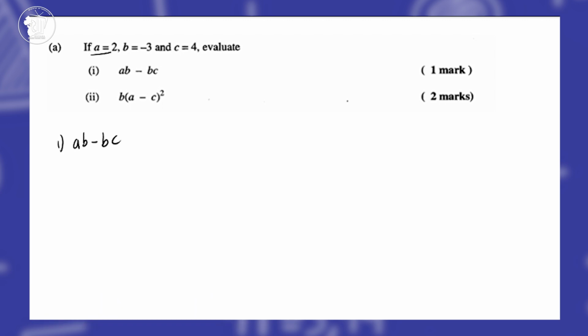So I see A would be 2, so this would be 2. I have B, I will put negative 3, so this is 2 multiplied by negative 3. Subtract B, which is negative 3, multiplied by C, which is 4. So let's work it out. So 2 times negative 3 would be a negative 6 minus negative 3 times 4 would be a negative 12. So this is negative 6 minus a negative 12.